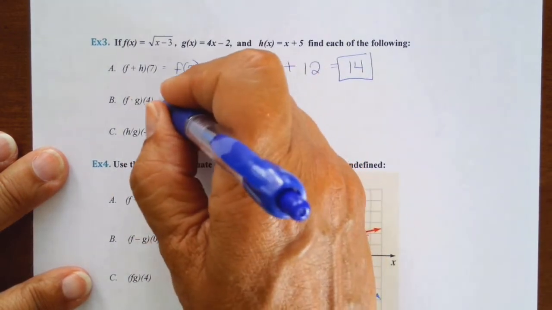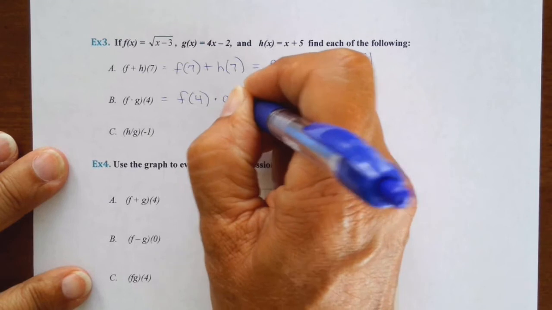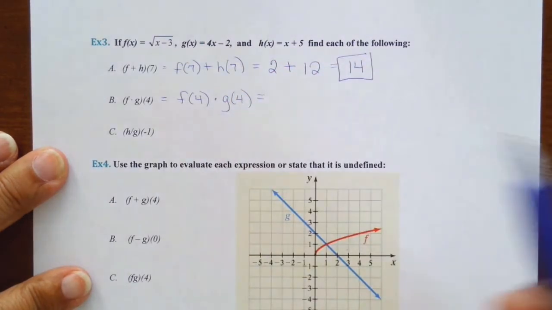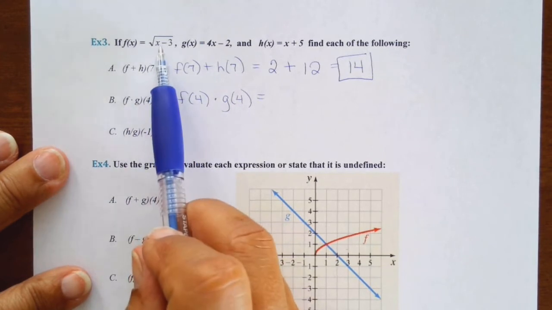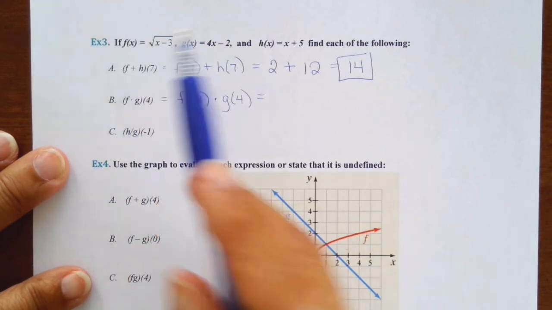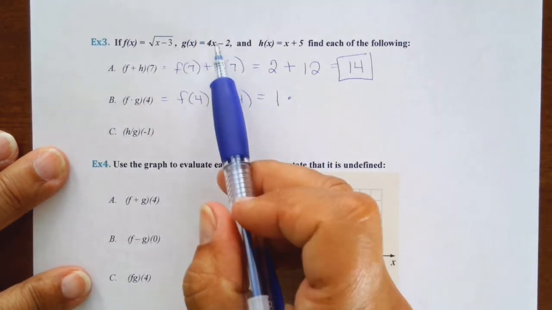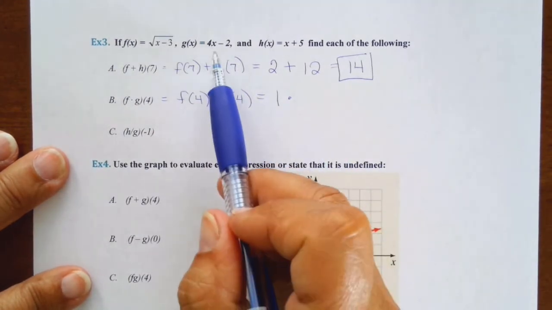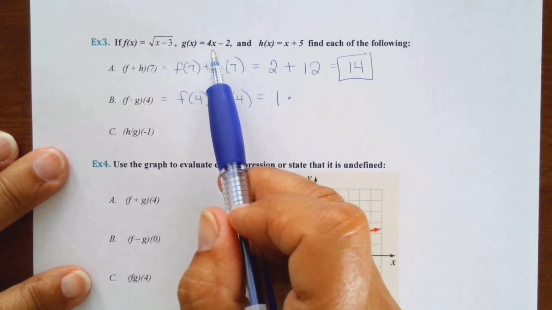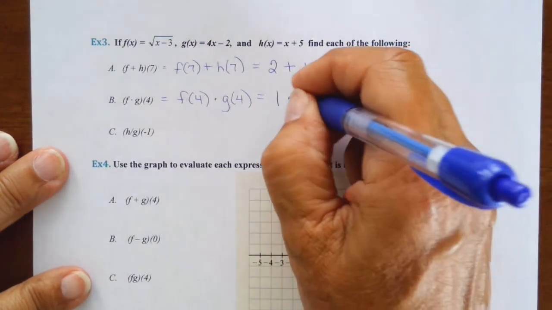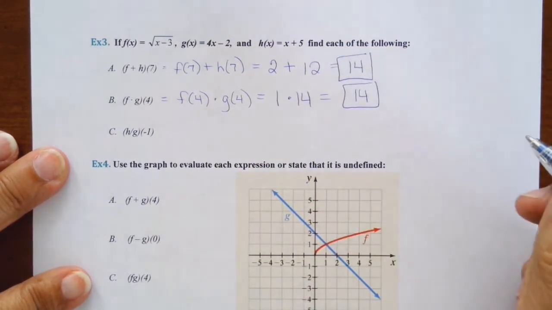All right, f times g of 4 would be f of 4 times g of 4. All right, so f of 4. So you're going to put 4 in function f. 4 minus 3 is 1. The square root of 1 is 1, times. Then we're going to put 4 in function g. So just make sure you're putting it in the right place. So 4 times 4 is 16. 16 minus 2 is 14. 1 times 14, also 14.